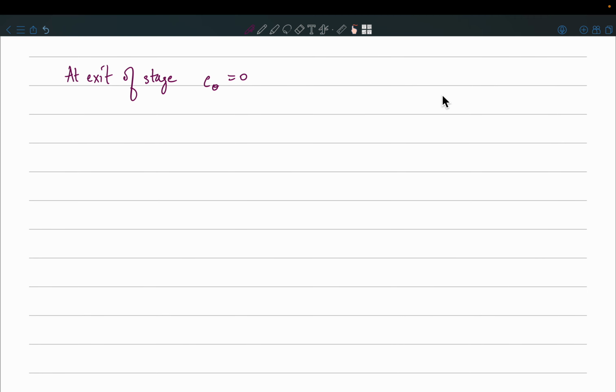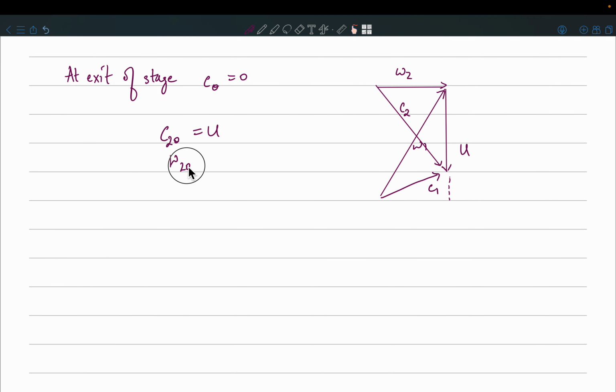If you draw the velocity triangles now, it will look something like this. This is my blade velocity U, and there is this inlet velocity c1, and obviously the relative velocity is going to be this w1. This is the tangential direction, so there is no tangential component at the exit, only axial direction. So it is going to be like this. This is w2 and this is c2. If you see, c2 theta is actually equal to U, and w2 theta is actually 0.